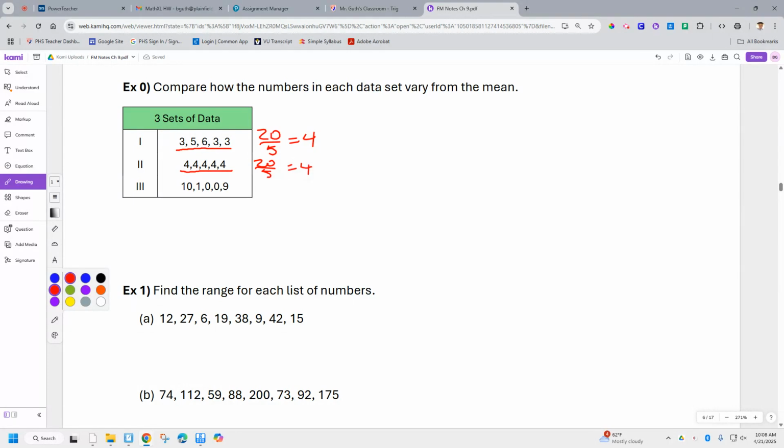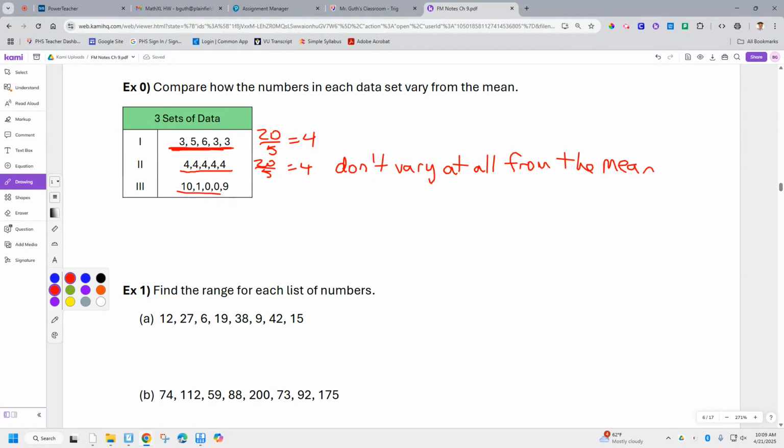And what you're supposed to notice is the numbers in the second data set don't vary at all from the mean, as opposed to the numbers in the first data set that do vary from the mean. None of them are equal to 4. There's a 5, there's some 3s, there's some 6. But they're pretty close.